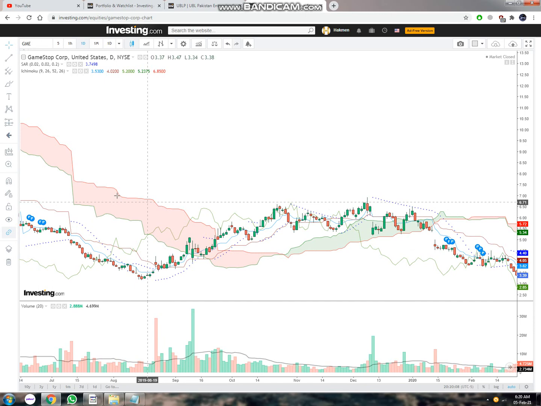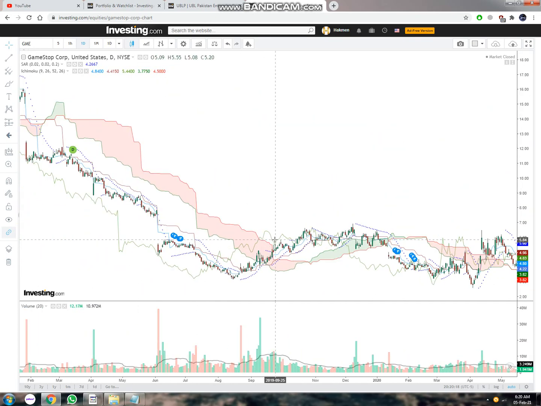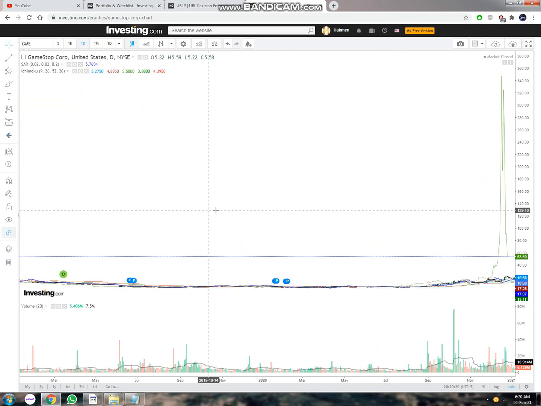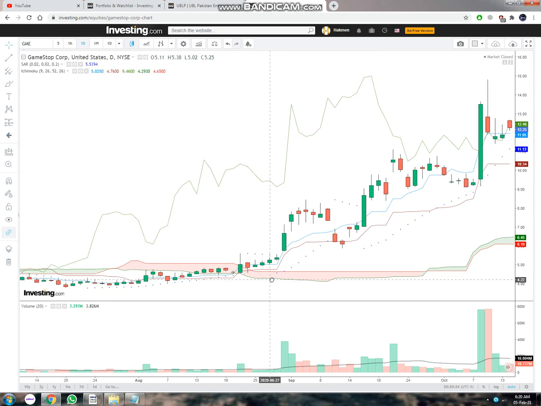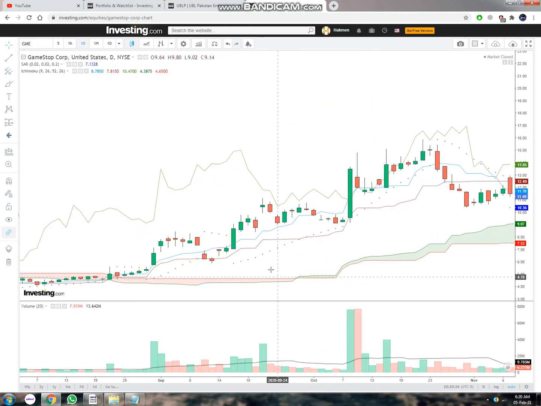Never enter into the market when the candlesticks are trading in this cloud. The cloud shows the investors' indecision. So at this level, try not to enter the market. Now you can see as the candlesticks are trading above the cloud, it means that the market is moving in the upward direction.